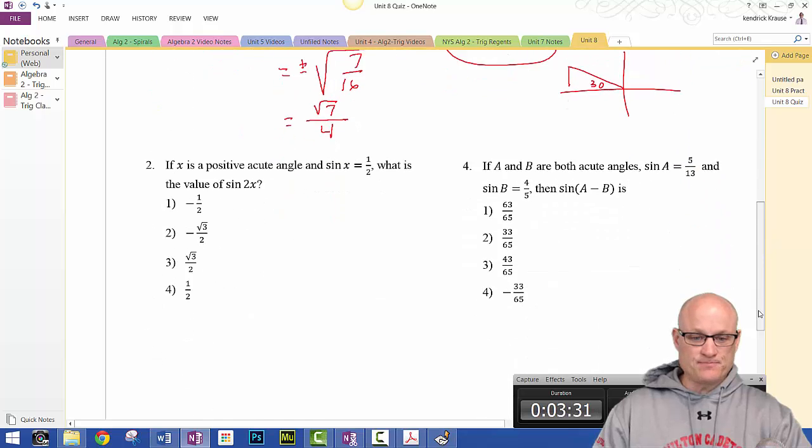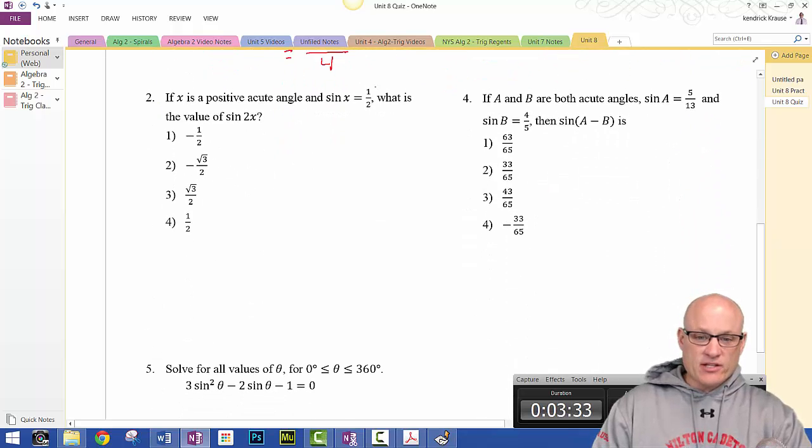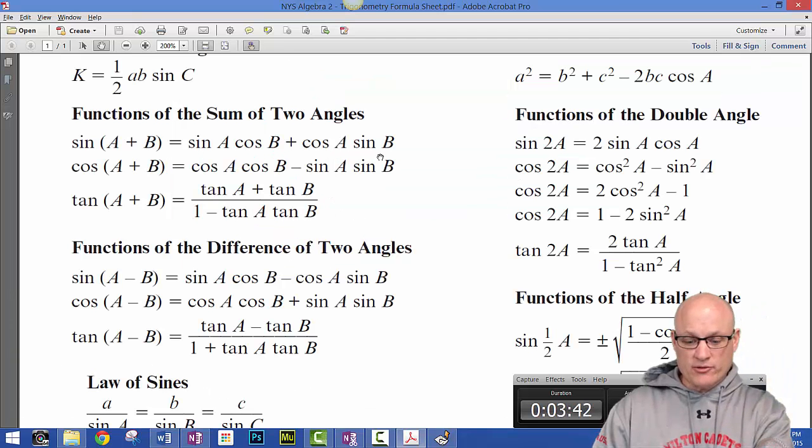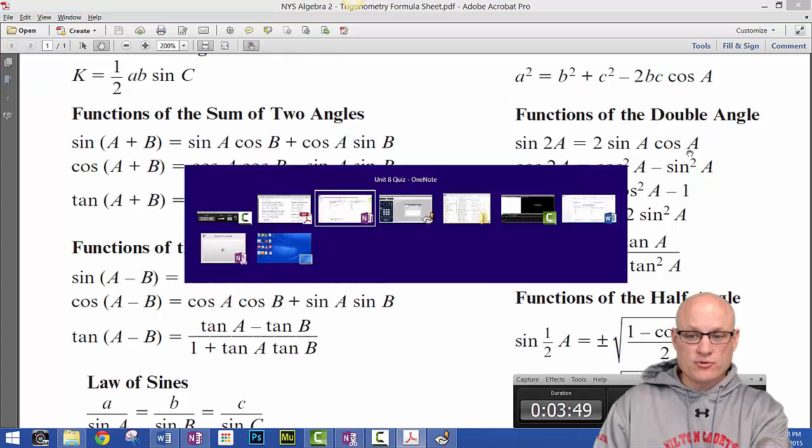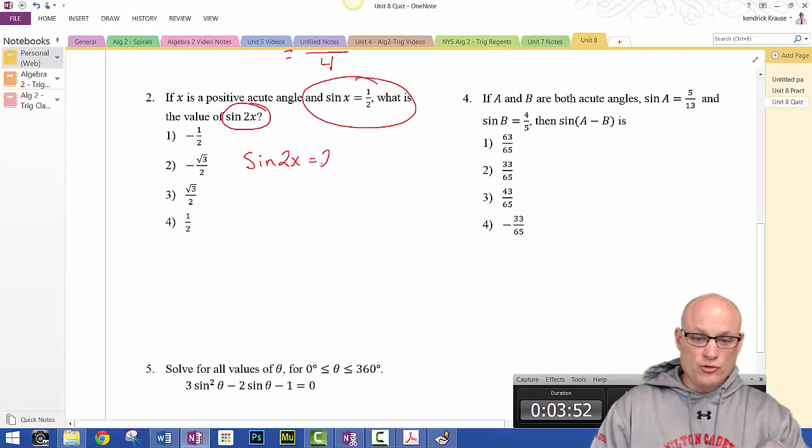That question's done. Now I'm not asking about sine of 1/2 x. I'm asking about sine of 2x. So I say, okay, sine of 2x equals, come back to my formula sheet. It's right here. Sine of 2a equals 2 sine a cosine a. So I come over here, that's 2 sine x times cosine x. And I should see on your paper 2 parentheses, parentheses. Sine of x is 1/2.